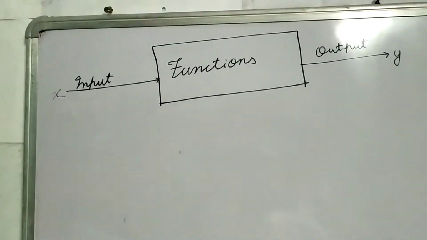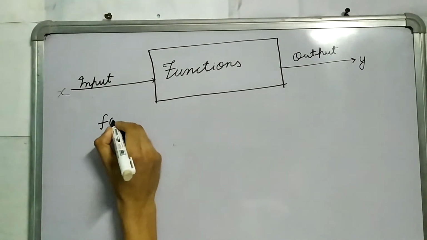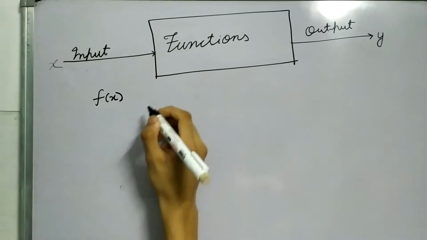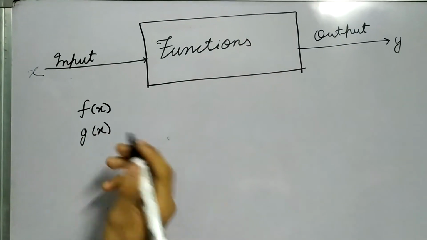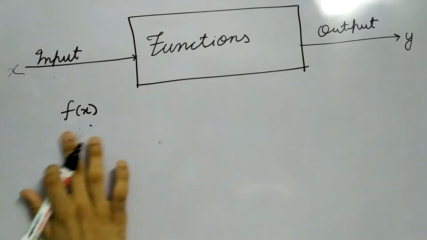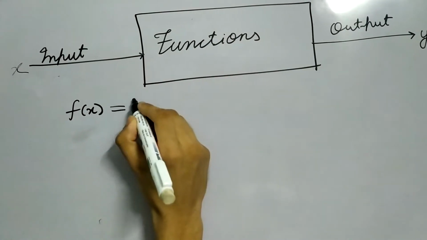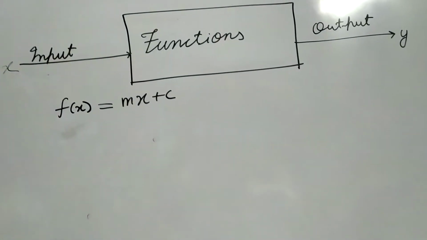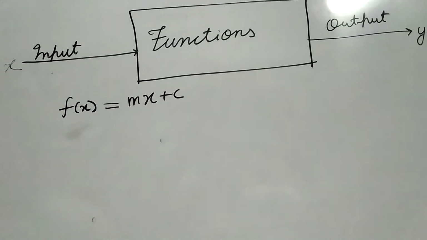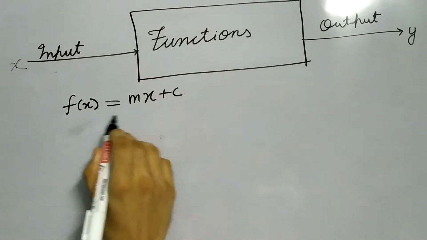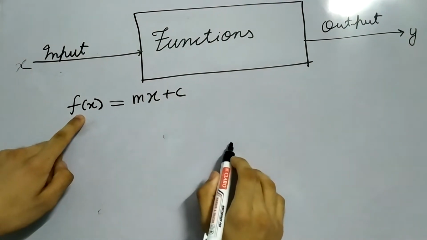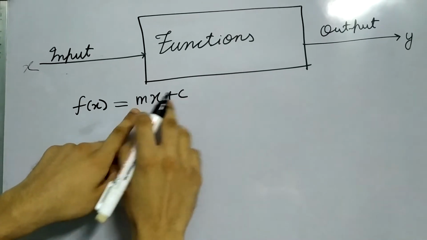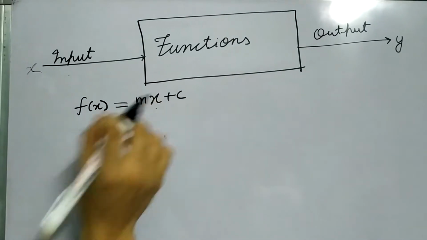An example of a function can be, which we have studied, f of x. That's how we represent functions. Now f might not be necessary. You can write g of x, h of x, etc. Alright, so example is f of x is equal to mx plus c. We have already dealt with this function. It's a linear function, and what it does is you give it an x, it multiplies it with some number, and then adds some number to the product.